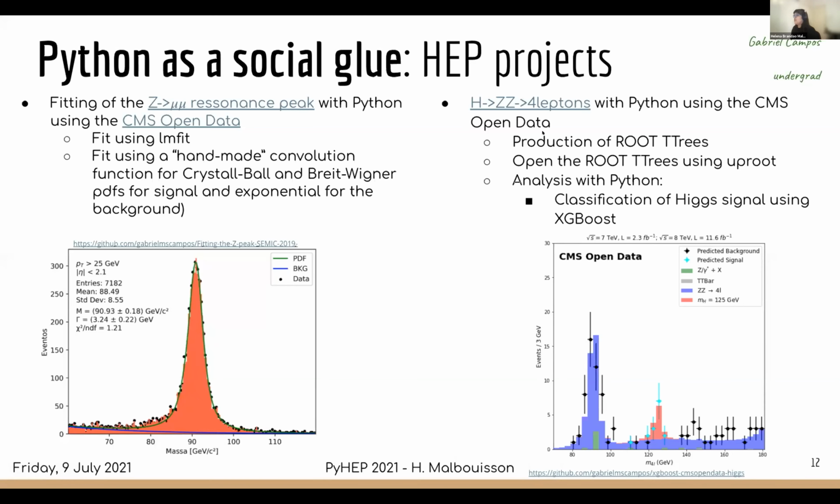thesis, where he used also a notebook from the CMS Open Data to classify events of Higgs to ZZ to 4 leptons using the XGBoost package. And here you can see the light blue dots are the Higgs signal as classified by his model, and the black dots are the backgrounds.